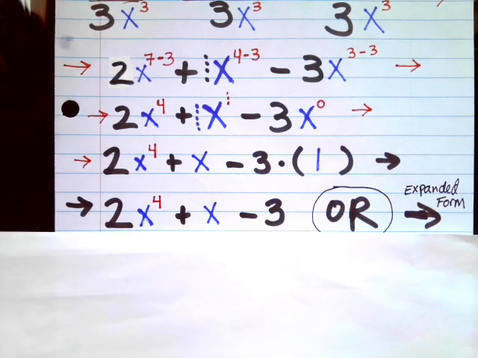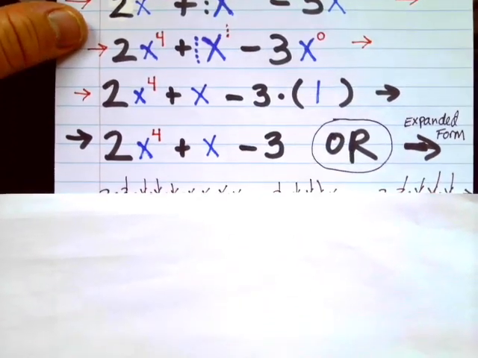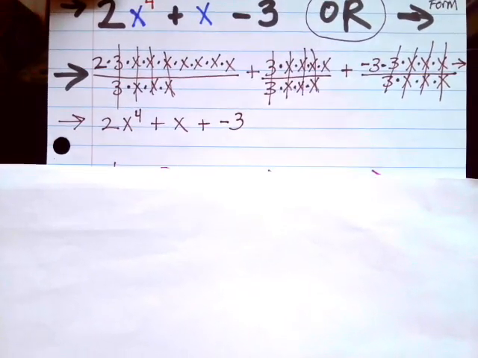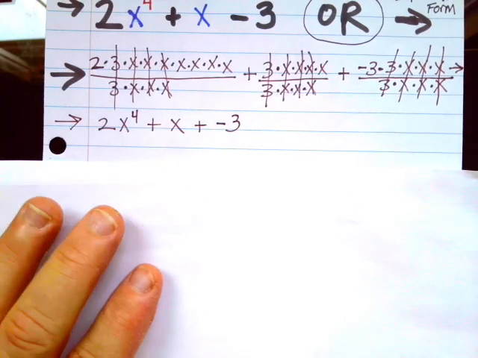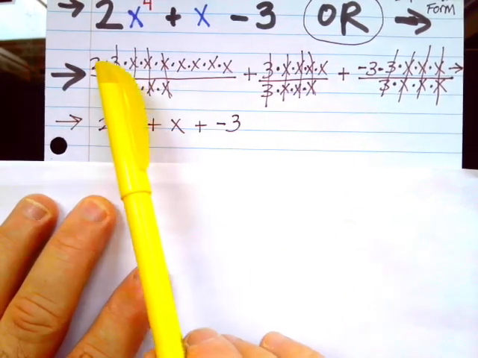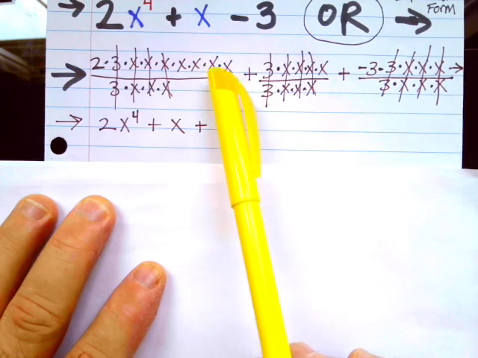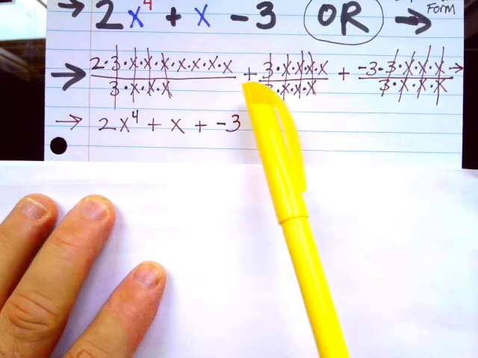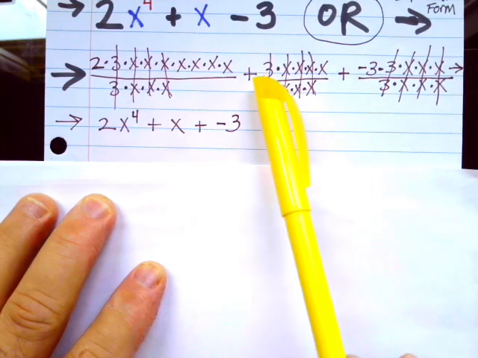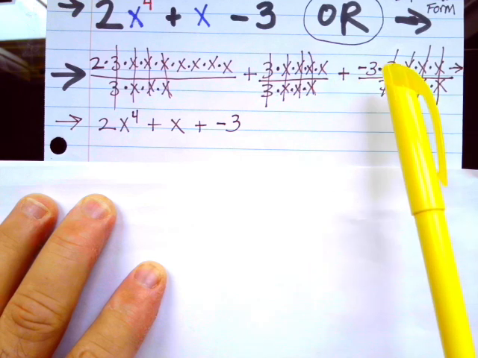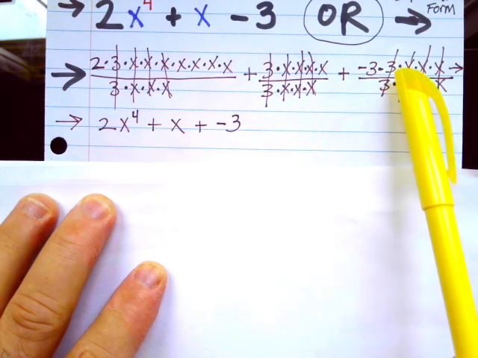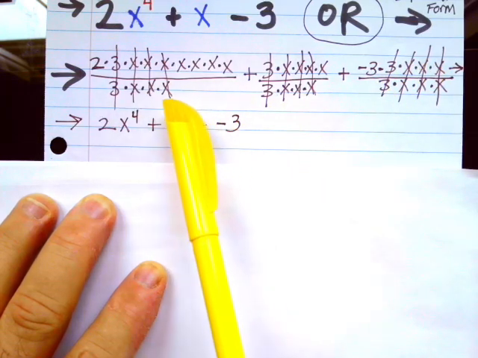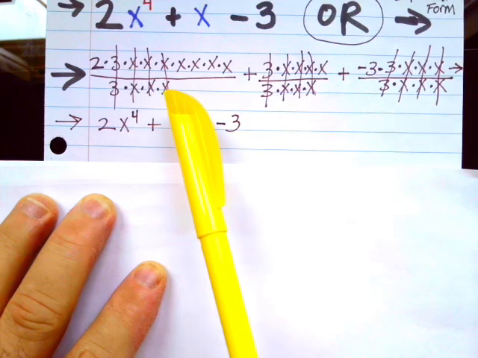So let me show you a little bit more. Let me show you expanded form. And then we'll move on and we'll check our answer if time allots in the same video. So 6 times x to the 7th is 2 times 3 times 7 x's. Remember, I'm dividing by 3 times x cubed, and that's what you see here. Plus 3 times 4 x's is 3x to the 4th power. Plus negative 3 times 3 is that negative 9x to the 3rd power. And remember, I'm dividing by 3x cubed, which is 3 times x times x times x.